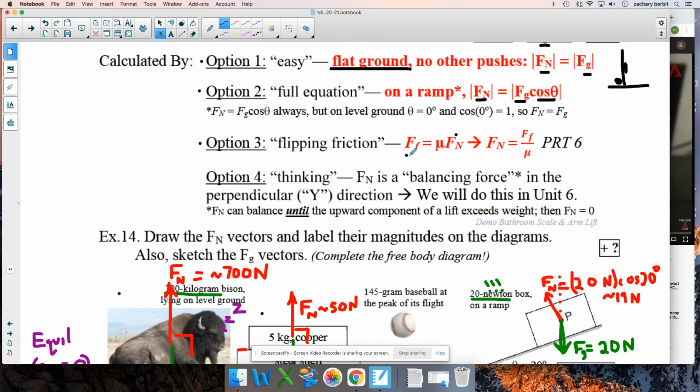So if you happen to know force of friction and coefficient of friction, you then can easily rearrange and get the normal force. I gave you one like that on the homework. You're not going to think much about this one yet. You're just going to run the numbers.